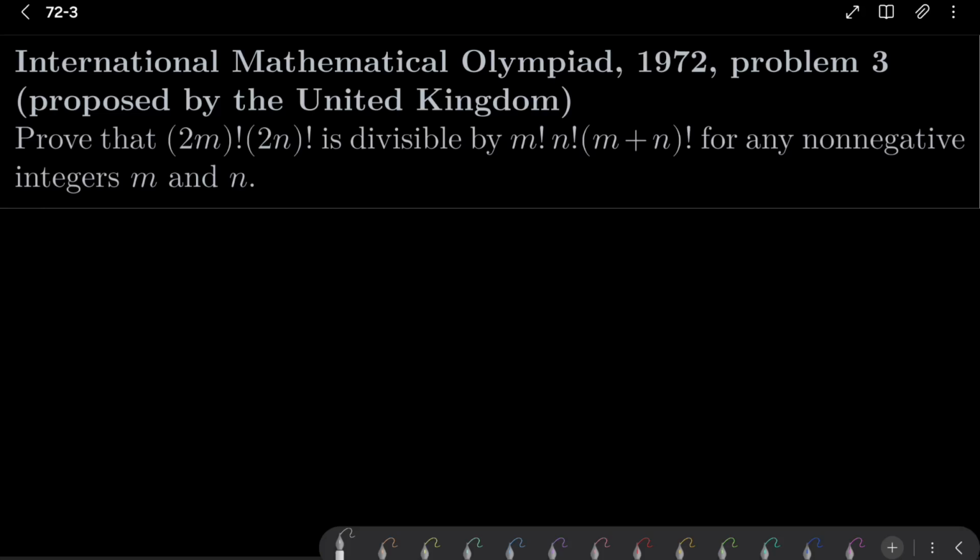Hello friends, in this video I'd like to solve the following problem from the International Mathematical Olympiad 1972, problem number 3, which was proposed by the United Kingdom. We wish to prove that (2m)! times (2n)! is divisible by m! n! (m+n)! for any non-negative integers m and n. So it's an interesting problem from number theory.